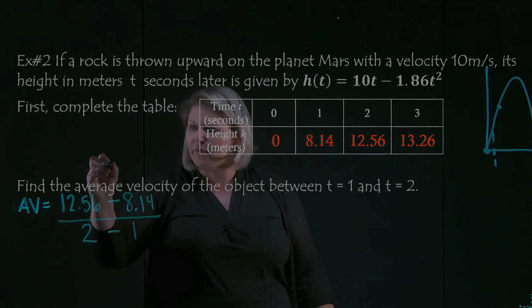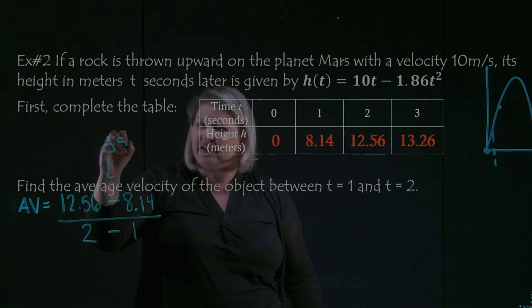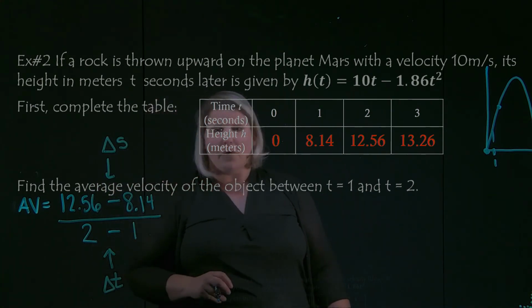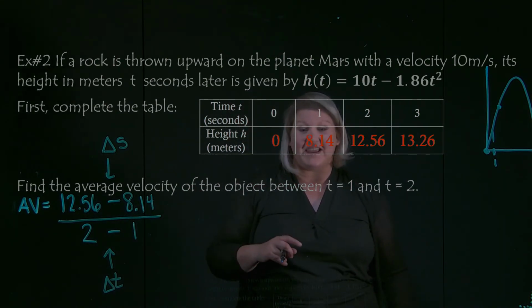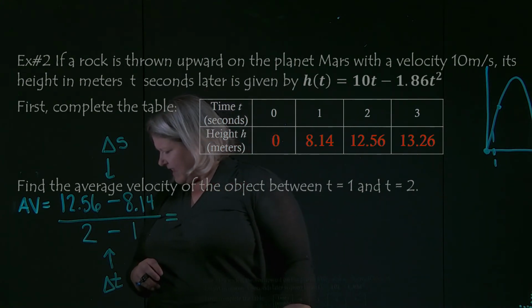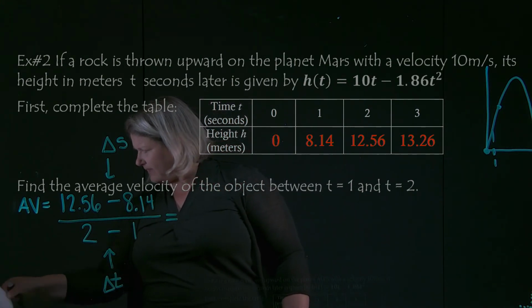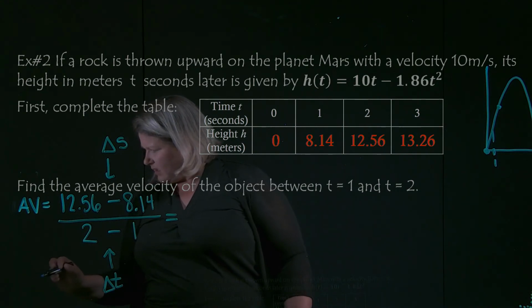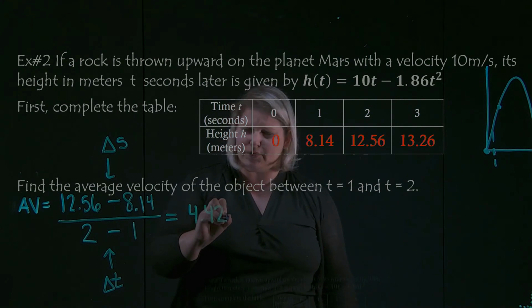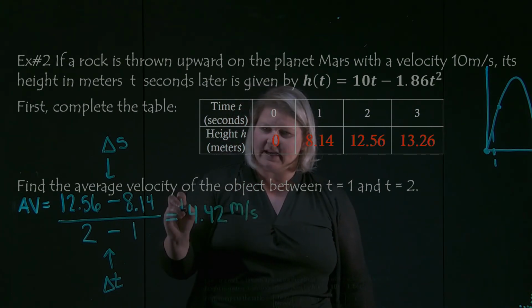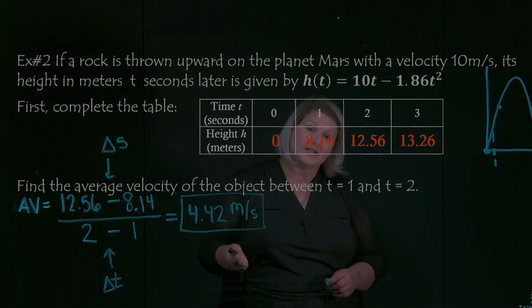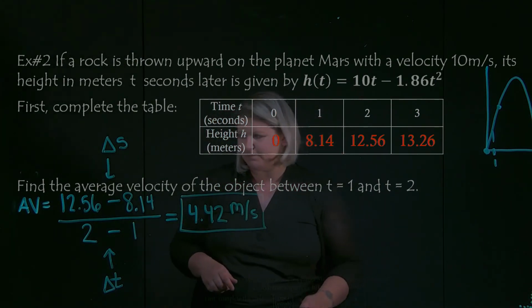In other words, remember, I'm finding my delta s over my delta t, or my output difference over my input difference. So if I subtract that, I end up with 4.42 meters per second. And that's my average velocity from time equals 1 to time equals 2.